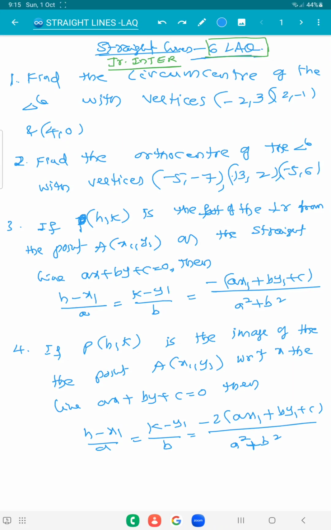Now we are going to discuss six long answer type questions from straight lines for the Board of Intermediate Exams. The first question is on the circumcenter when three vertices of a triangle are given. Next one is orthocenter. Next one is foot of the perpendicular. Next one is image of the point.